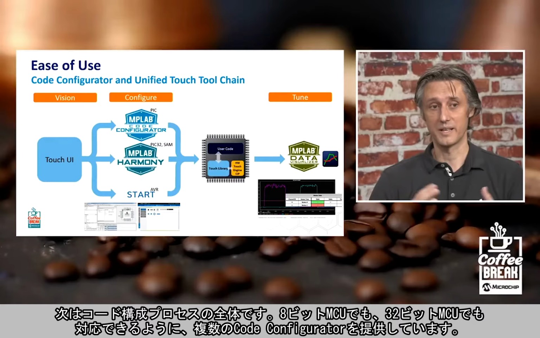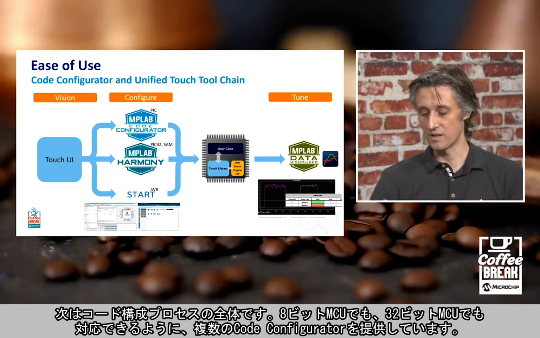This is what our group is all about. We want you to use touch, but we don't want you to spend time on creating a robust touch. Right. And then the whole code configuration process: we have several of these code configurators, depending on whether you have an 8-bit or a more complex 32-bit MCU.